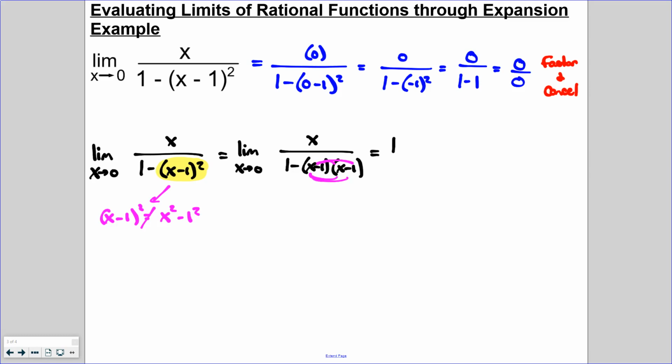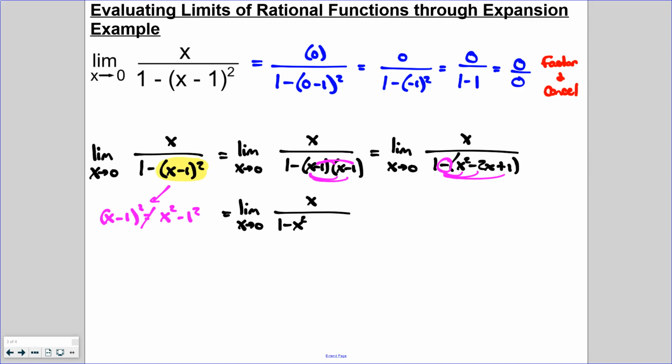And then when we FOIL and simplify, we're going to get the limit as x approaches 0 of x over 1 minus the quantity x squared minus 2x plus 1. Now again, I did skip some steps in here, but if you would like to be foiled out, please just come and ask me. I'm more than happy to help. Alright, so next up, we do need to take this negative sign and distribute it to all the terms. So we're going to get the limit as x approaches 0 of x over 1 minus x squared plus 2x minus 1.